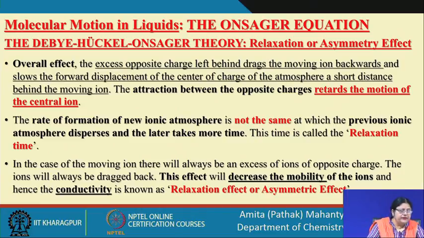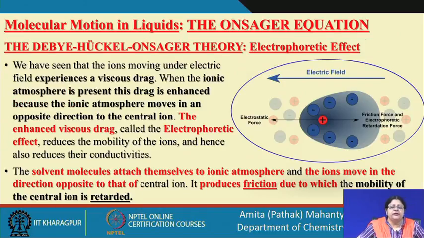There is another ionic interaction which we have talked about, the electrophoretic effect. You can see the picture here. You have a central ion, and suppose this side is the cathode. The positive charge, the cation, is moving towards the cathode, that means the negative electrode.